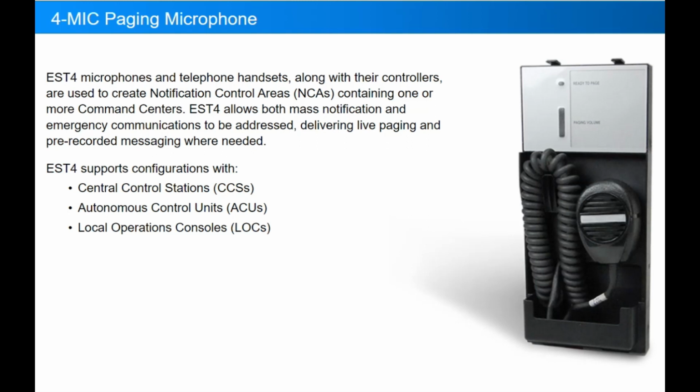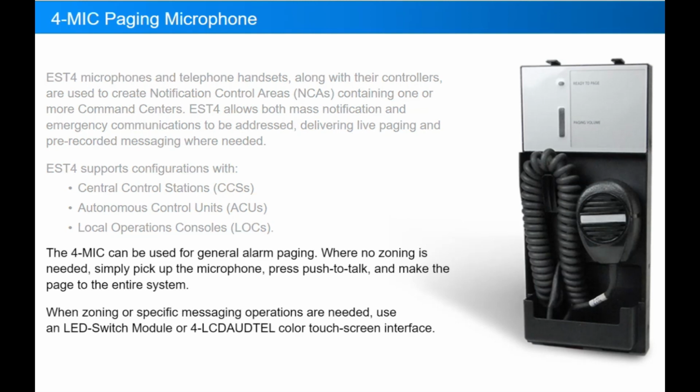ESD4 microphones and telephone handsets, along with their controllers, are used to create notification control areas containing one or more command centers. ESD4 allows both mass notification and emergency communications to be addressed, delivering live paging and pre-recorded messaging where needed. ESD4 supports configurations with Central Control Stations, Autonomous Control Units, and Local Operations Consoles.